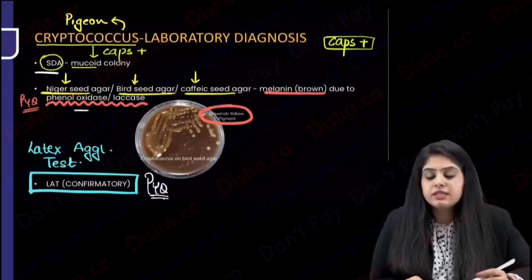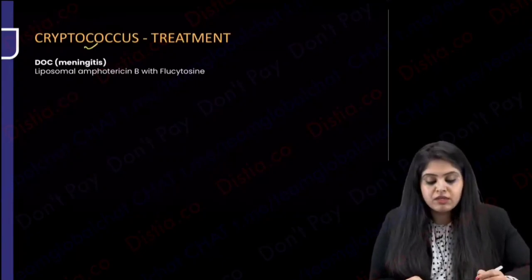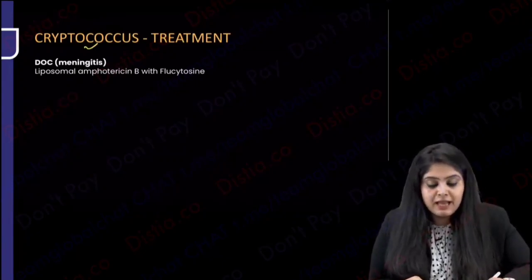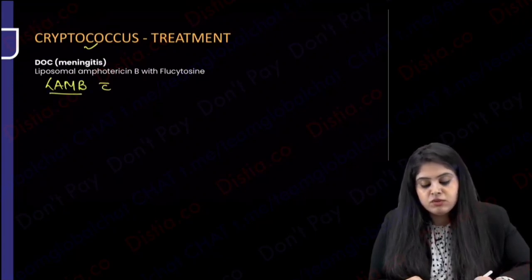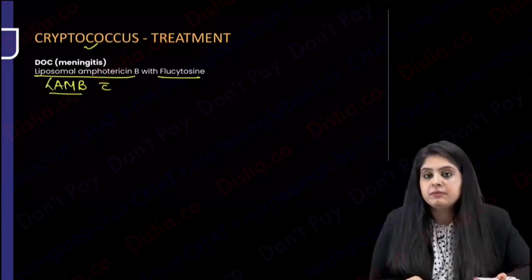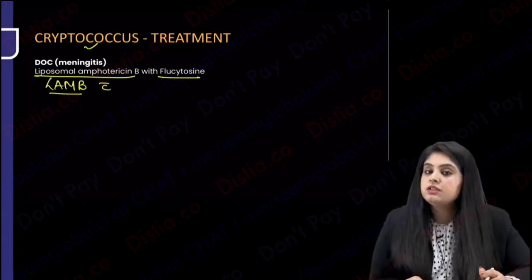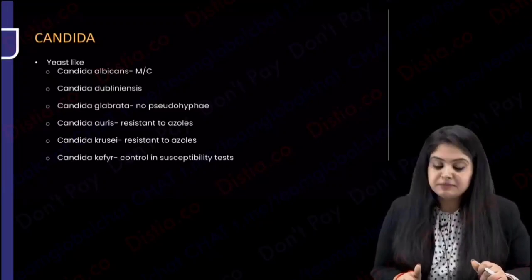Last point, how do you treat a case? What is the treatment protocol? So especially for meningitis, because that is what I'm most interested in, there is LAM, that is liposomal amphotericin B, which is given along with flucytosine. So remember, LAM and flucytosine are the mainstay of treatment. Having said that, opportunistic infection Cryptococcus is done. What do I move on to next? We move on to Candida.